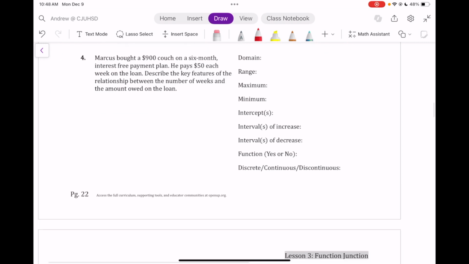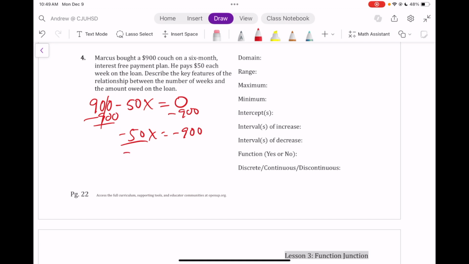Number 4, Mark bought a $900 couch. He's going to pay $50 each week. When does he pay it off? See, that's not stated in the problem. So we can figure that out real quick. We can set up an equation, 900 minus $50 per week, and when is it going to equal 0? So x will be the number of weeks. If we take away 900, there's 0 there, and negative 50x equals negative 900, divided by negative 50.